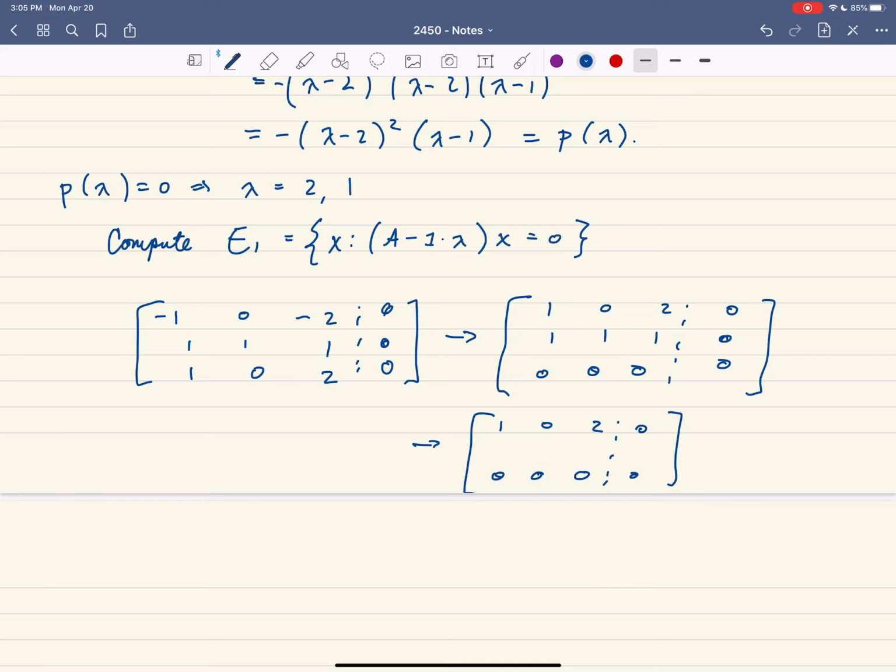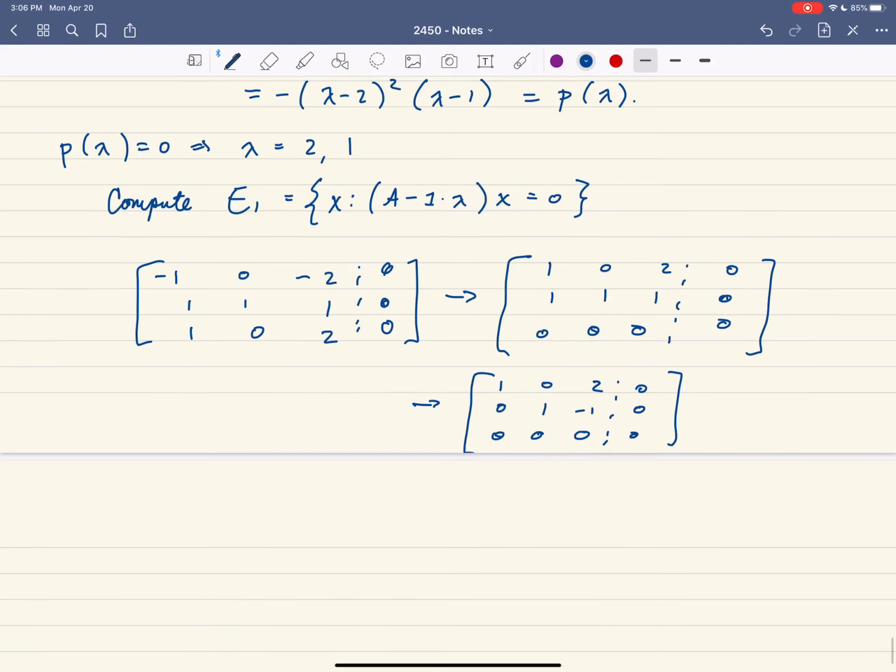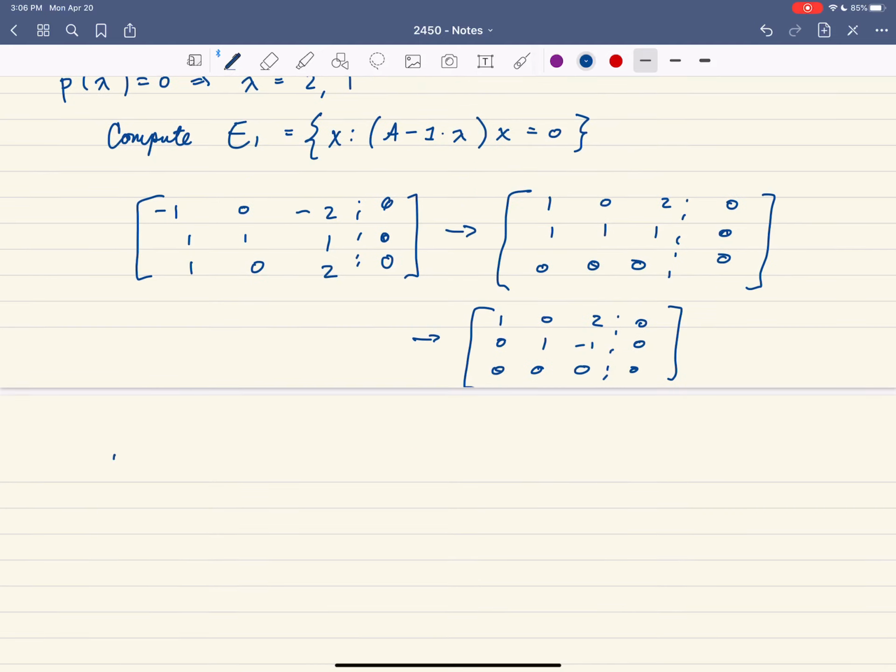And then if I subtract row 1 from row 2, we're going to have 0, 1 minus 0 is 1, 1 minus 2 is negative 1. And so that means that our solutions, E sub 1, is going to be the set of all vectors. Let's see how to parameterize this. Let's let x3 be t, and then x2 is going to be t, and x1 will be negative 2t.